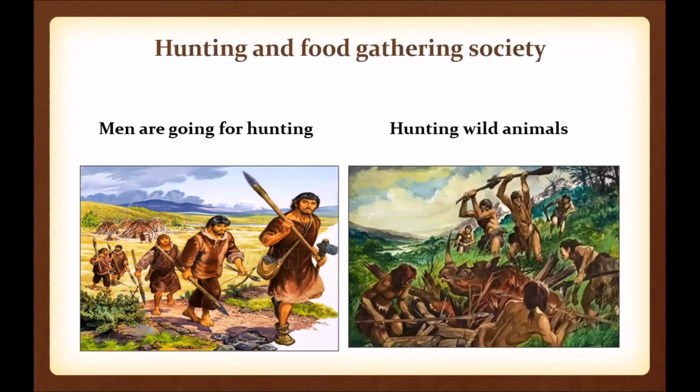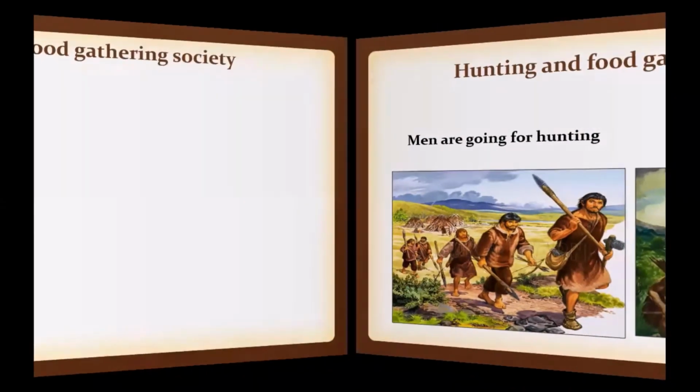Here you can see 2 pictures. From the left picture you can see men are going for hunting and these are their tools. There were not much developed tools like today, but they were very efficient with these tools for hunting. And on the right side you can see they have caught a wild animal and they are trying to kill it. Now let's know more about Hunting and Food Gathering Society.